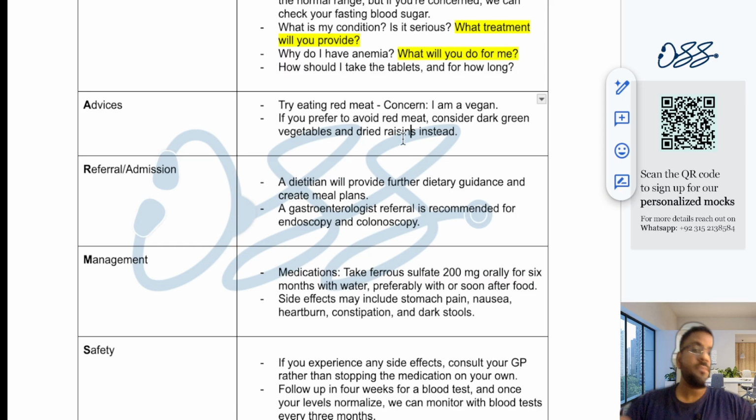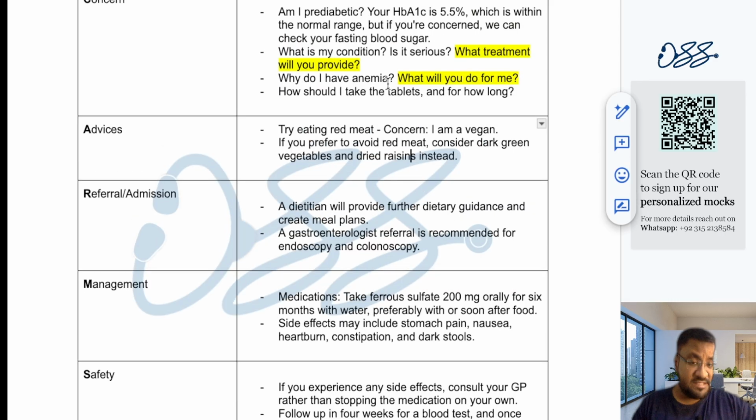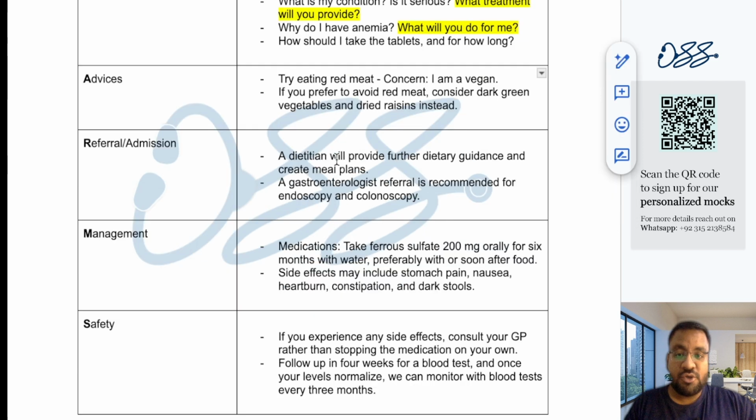So make sure that you are flexible on this, specifically in the counseling session, because addressing the concern is way more important. Maybe the patient is not very inclined to get advices from you. Maybe the patient wants to take a medication. Then you would have to leave the A and the R part and just move on to the M part when you are addressing the concerns of the patient. So, what are the possible advices you can give? Try eating red meat.